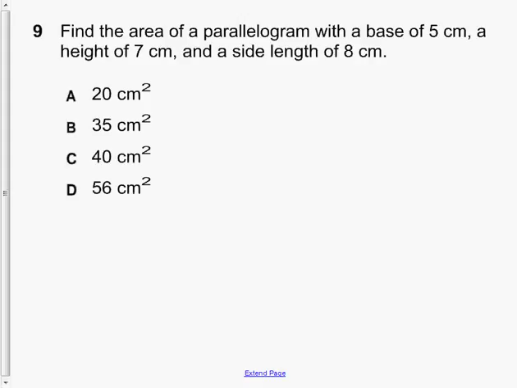Question 9 says find the area of the parallelogram with a base of 5 and a height of 7 and a side length of 8. So it kind of did a little bit of a throw off here. It gives you these dimensions, and the piece of superfluous or unnecessary information is this 8. That is just meant to mislead you. It's not important for the data. And when I multiply the base times the height, I get 35 centimeters squared.